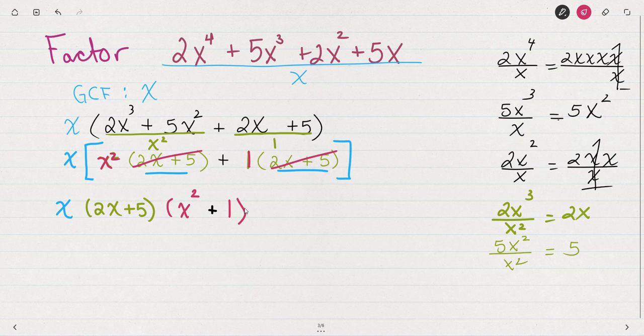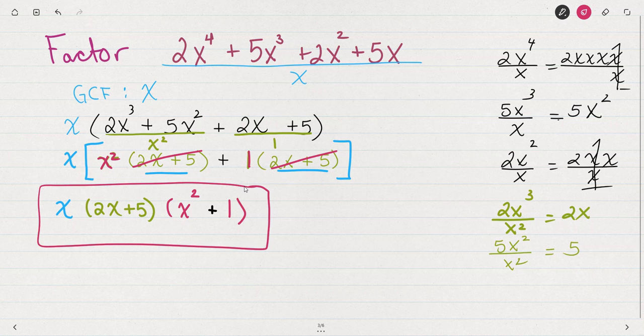You can check this with FOIL. You could multiply 2x plus 5 times x squared plus 1, and you'd get 2x cubed plus 5x squared plus 2x plus 5. And then you could distribute that x into it, and you'd get the 4-term polynomial that we started with.